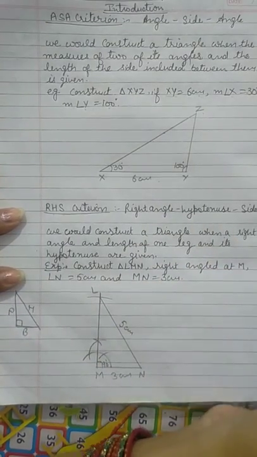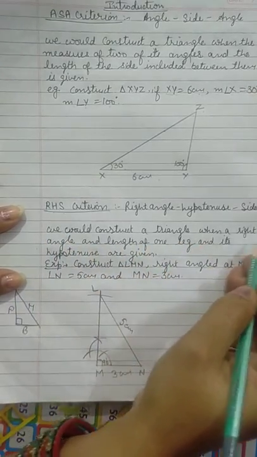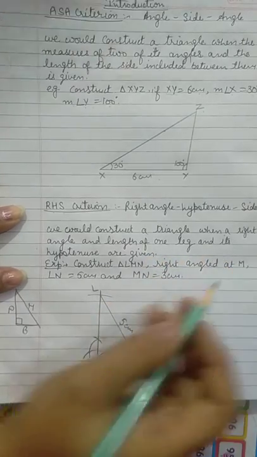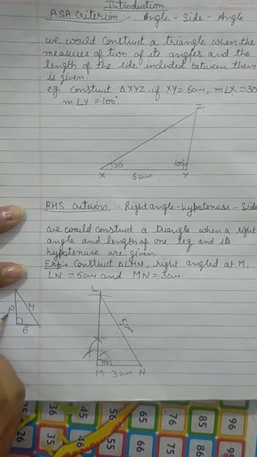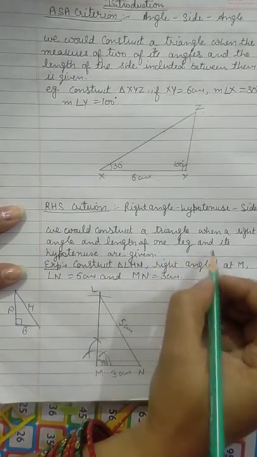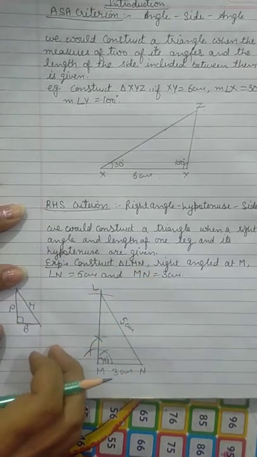Please pay attention here. We could construct a triangle when a right angle and the length of one of its legs, maybe this one side or this one side, because both are the legs of this triangle, and its hypotenuse are given. Then see how to construct a triangle.